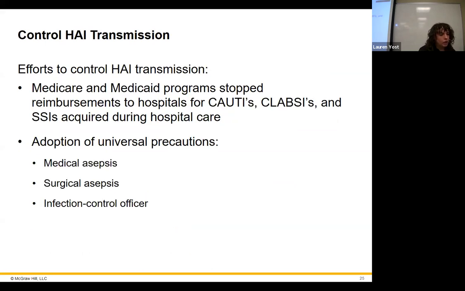All right, how do we prevent these things from happening and keep it under control? Well, Medicare and Medicaid will stop reimbursement to hospitals who are having a certain amount of these cases pop up. If you're not taking care of your patients appropriately, Medicare and Medicaid will pull out funding.